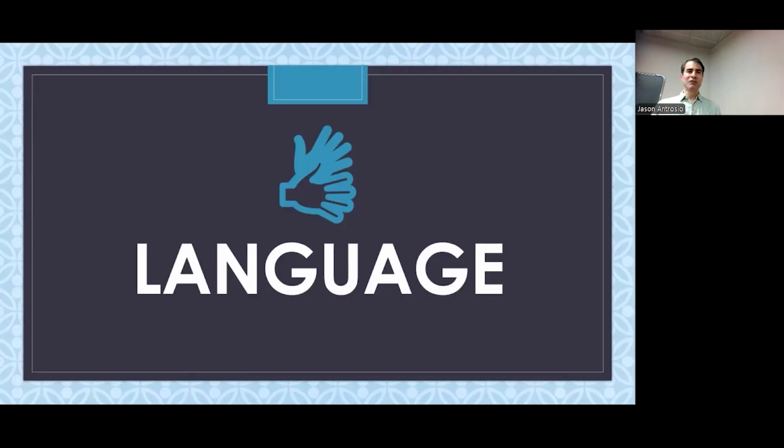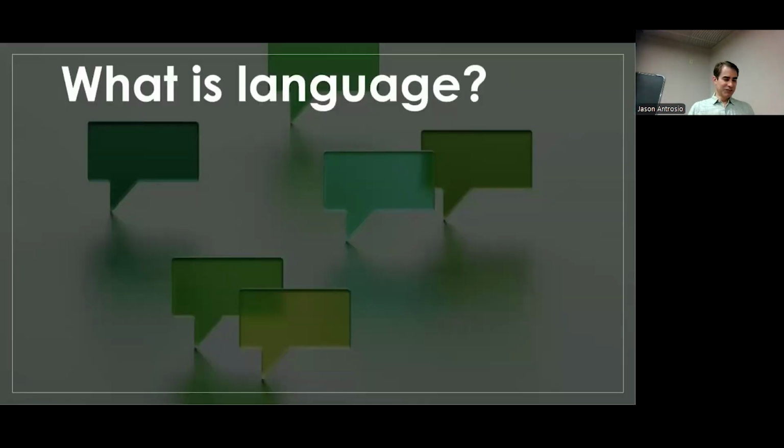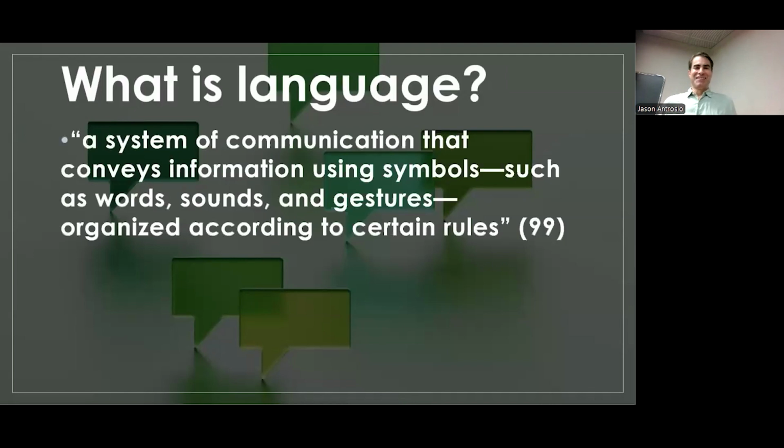But today we're talking about language. That's our main topic. Now, what is language? Guess says that language is a system of communication that conveys information using symbols, such as words, sounds, and gestures, organized according to certain rules.